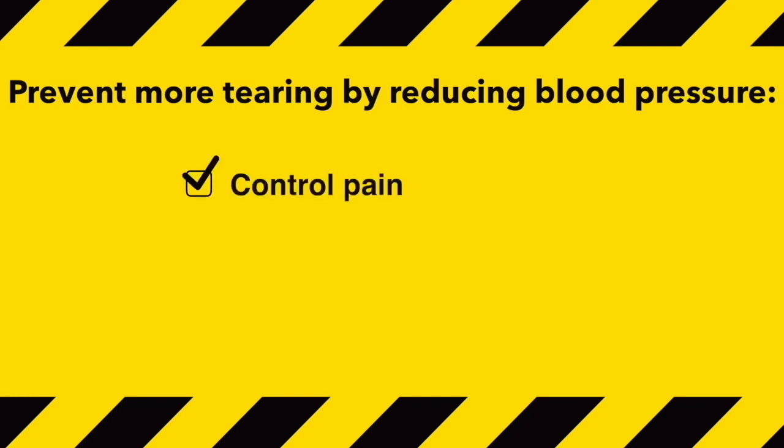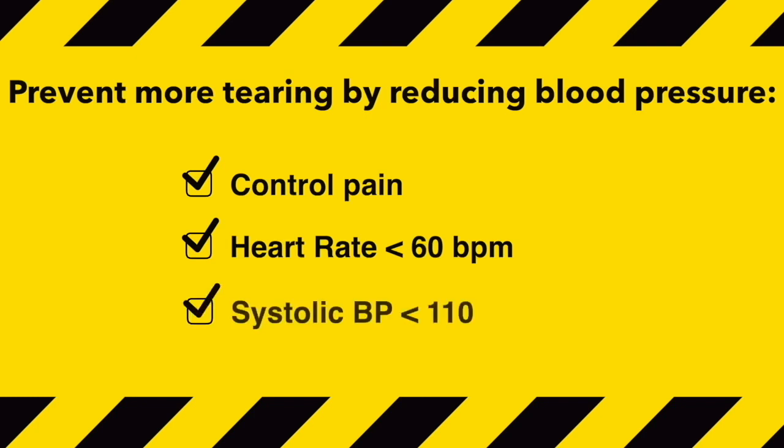First, try relieving pain. Next, lower the heart rate to less than 60. After the pain is relieved and the heart rate is less than 60, if the systolic blood pressure is still high or greater than 120, intervene to lower the blood pressure. The goal systolic blood pressure is less than 110 to 120. The patient needs their blood pressure to be the lowest blood pressure possible while maintaining adequate organ perfusion. Around 110 to 120 is ideal or lower.